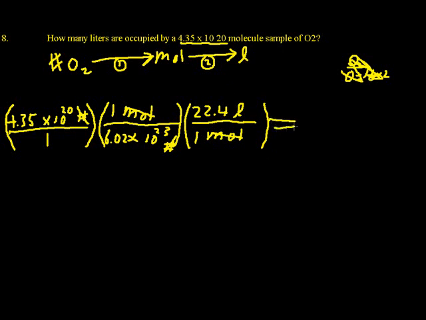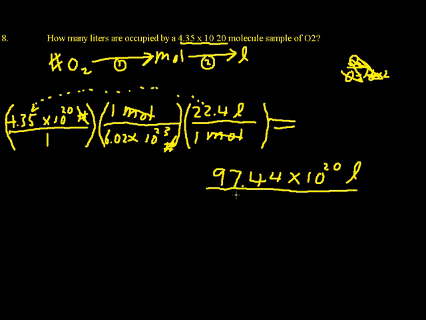So what do I do now? I'm going to multiply 22.4 times this number, and I'm just going to tack on the 20. So let's see if I get this right this time. 22.4 times 4.35, that's going to give me 97.44, and all I do is just take the exponent, the power of 10, 10 to the 20th. My units are liters. That's all going to be over 6.02 times 10 to the 23rd.